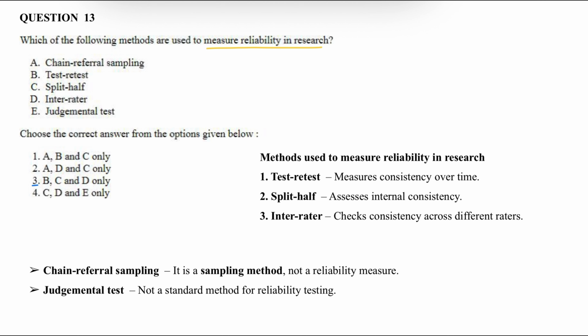So the methods used to measure reliability in research are test retest, which measures consistency over time, split half, which assesses internal consistency, and inter-rater, which checks consistency across different raters. Chain referral sampling is a sampling method, not a reliability measure. Judgmental test is not a standard method for reliability testing. So the correct answers are test retest, split half, inter-rater. That is B, C, D, option 3.